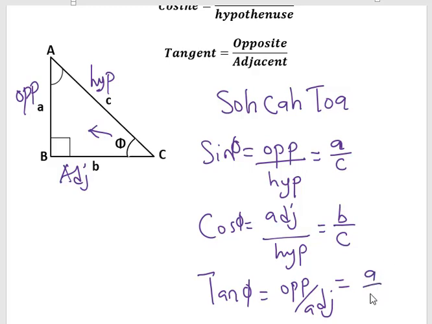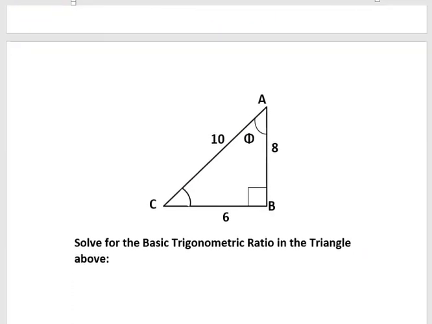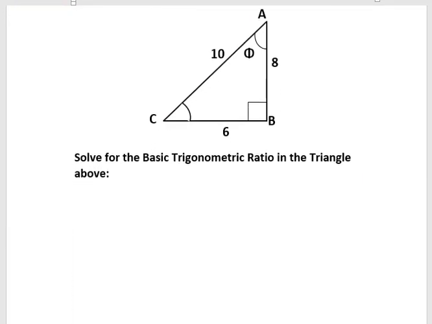So A over B, and we are done. It's very much simple. There's nothing difficult about this. Okay, let's just solve this one more time and we'll move on.